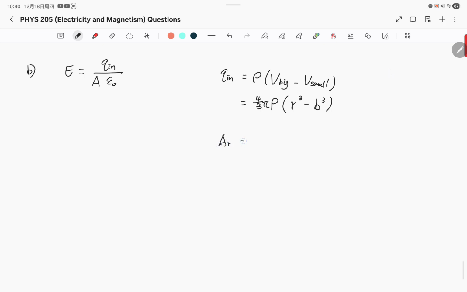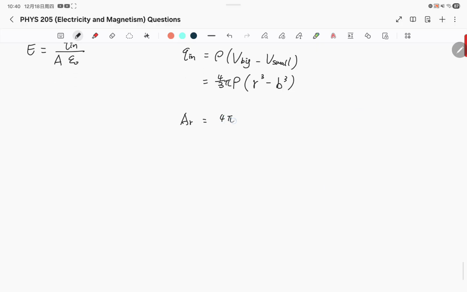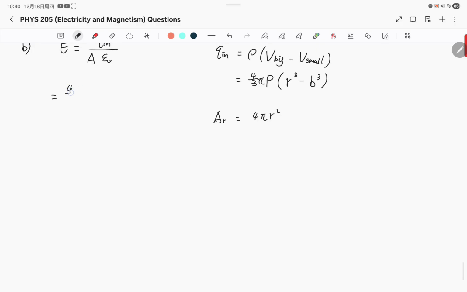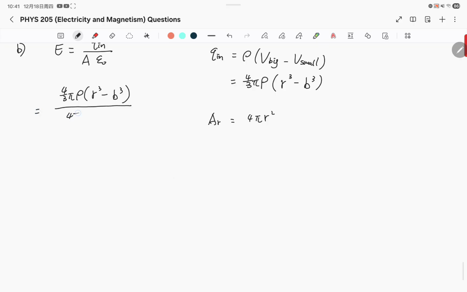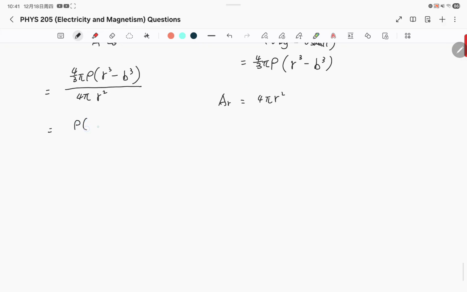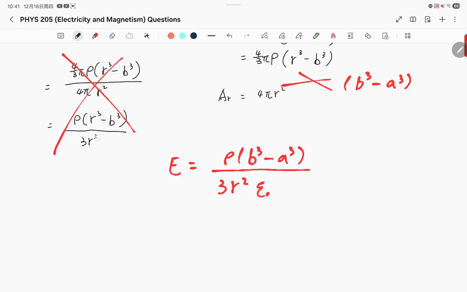And A is still this big sphere. So that gives me, and we are left with rho. The pi is gone, the 4 is gone, and don't forget the epsilon naught.